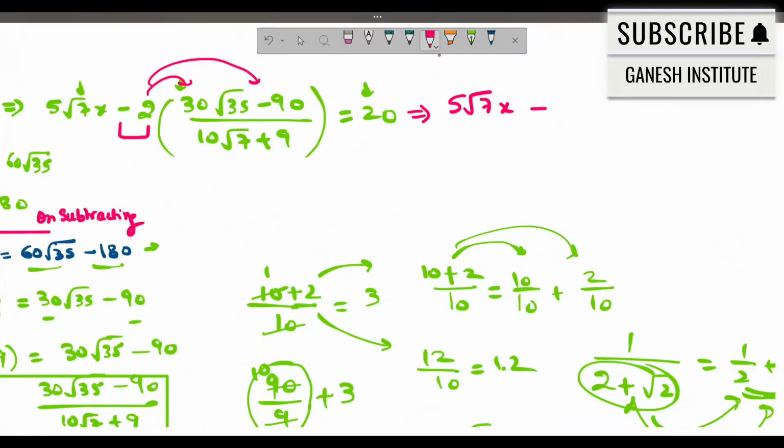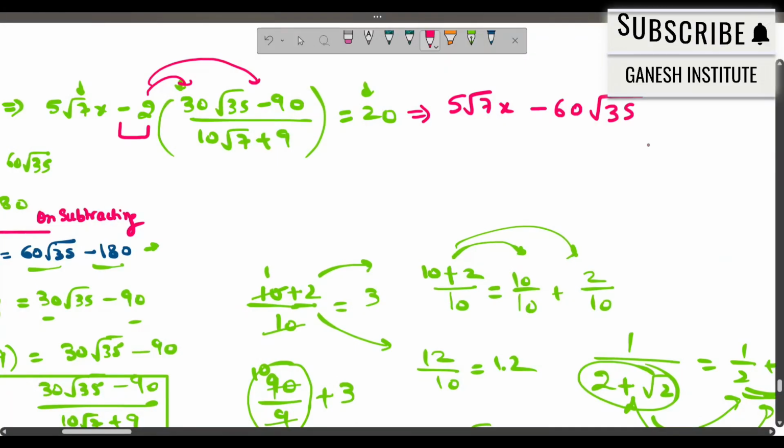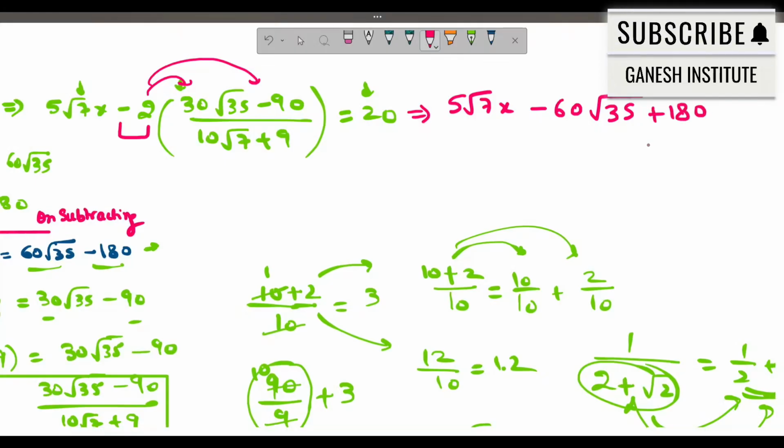Minus 2. So that would flip all their signs except for the 90, which we would know. So if we're distributing it to the third, that would be 2 times 30, that's negative 60. And then 35. And it would be plus 180. Nice. And then you have this.